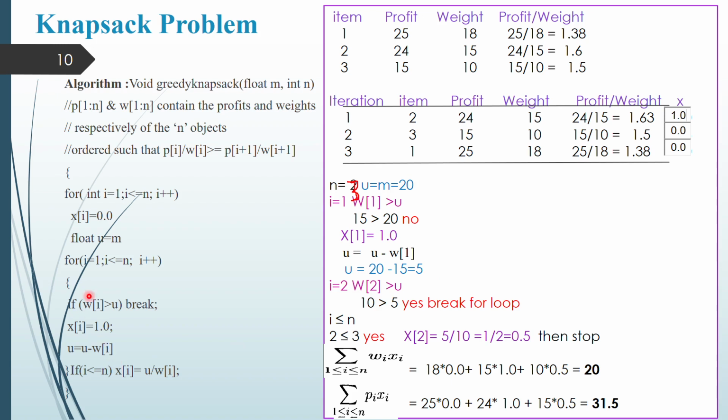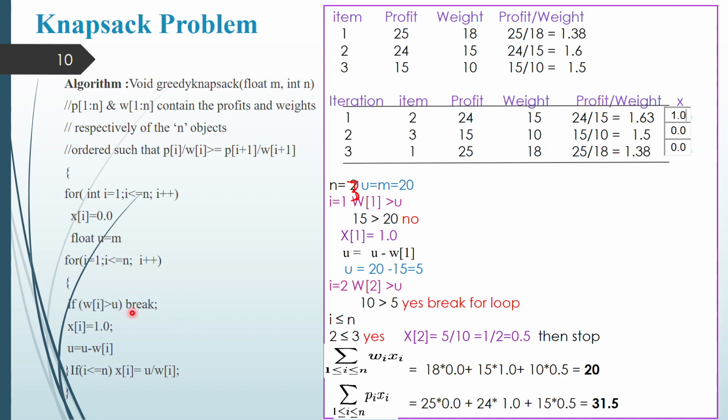Next you increment the for loop. Earlier I was 1, now the I value becomes 2. If I is 2, then check whether W of 2 is greater than U. W of 2 means the second item. In this iteration, the second item weight is 10 here. You modified that U value. Earlier it was 20. After placing the first item, how much capacity is left now? Only 5. So U is 5 here, and the weight of the second item, W of 2, is 10 here. Is 10 greater than 5? Yes, it is greater.